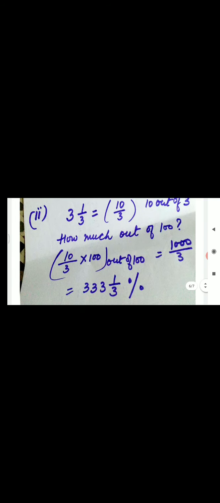If I have one more question, 3 1 by 3. 3 1 by 3 convert into a fraction, improper fraction, that is 10 by 3. 10 by 3 out of 100. 10 by 3 means 10 out of 3. Then how much out of 100? Similarly, multiply by 100. Then you will get 1000 by 3. Write it down as an improper fraction. Then you will get the answer in a percentage. I hope it is clear to everyone.